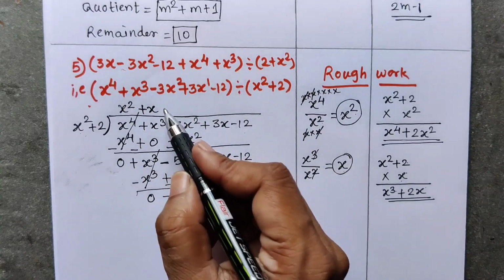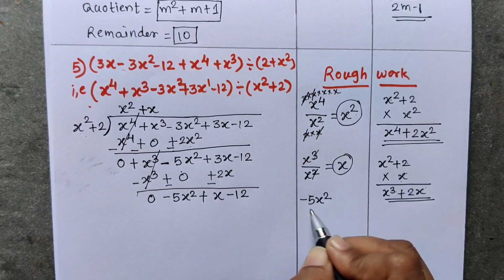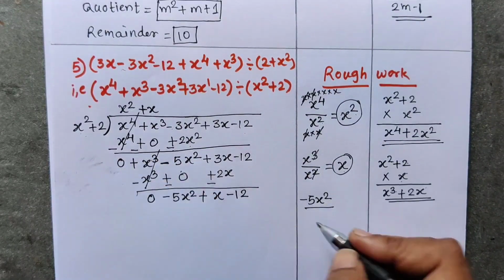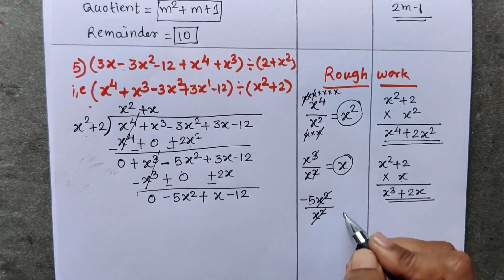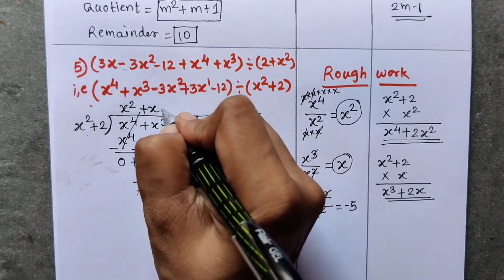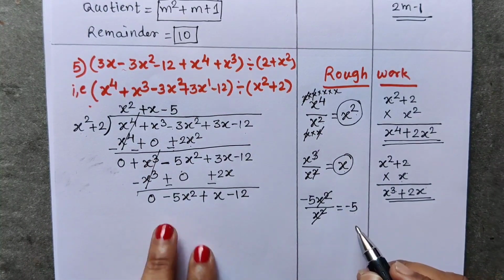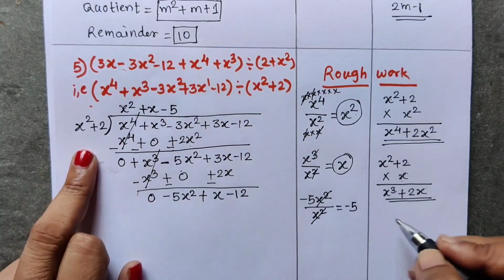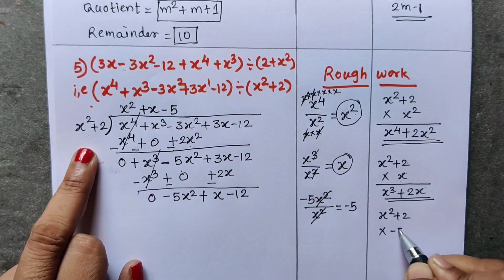Now what we have to write in the quotient, again we have to find out. Minus 5x square divided by x square. So x square cancelled, only minus 5 we are getting. This minus 5 I am going to write in the quotient. Now what we have to write here, that we can find out by multiplying x square plus 2 multiplied by minus 5.